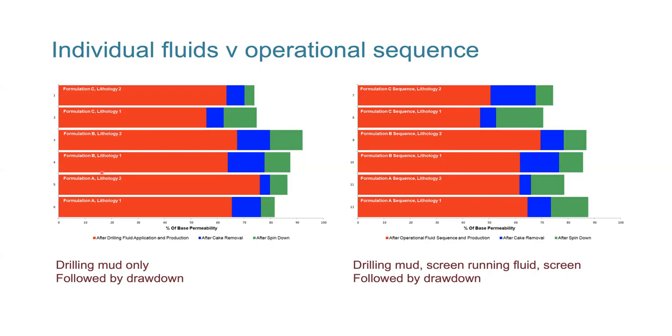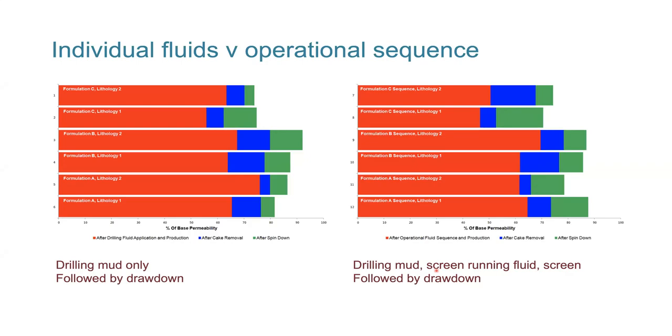And this is an open hole standalone screen reservoir where the well was drilled. It was followed by screen running fluid, and then there was a standalone screen at an offset from the reservoir. And there's two ways you could look at that.